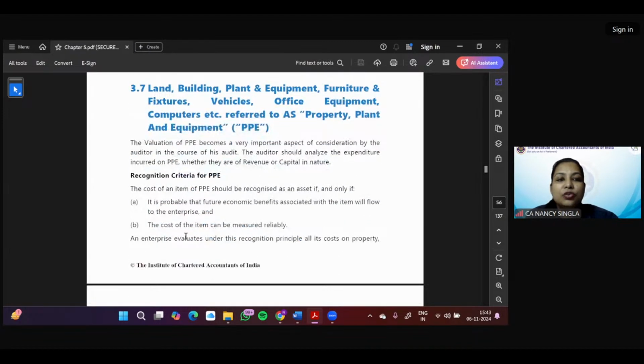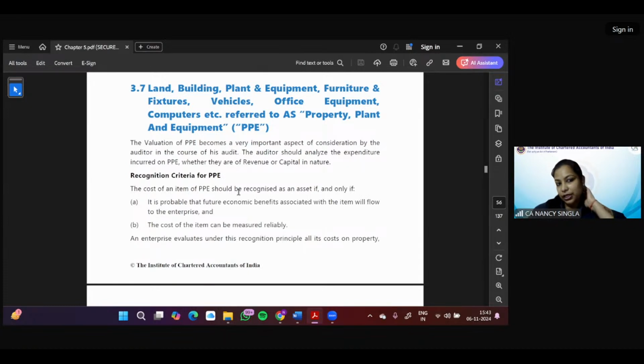Now the next is with respect to your property, plant and equipment, like your land, building, plant, equipment, furniture, fixtures, vehicles, office equipment, computers, right? Property, plant and equipment. Tell me, what is the relevant accounting standard that comes to your mind? Quickly send in your replies. So let me have a look at your replies. AS 10, Swati, Amrit, Om Krishna, Bhumika, Shoaib, absolutely correct, right?